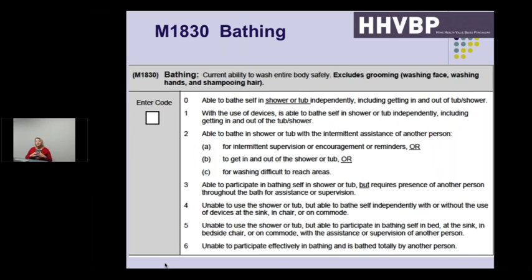Number 3 is the ability to participate in bathing themselves in the shower or tub, but they require another person at all times. Number 4 is unable to use the shower or tub, but able to bathe themselves independently with or without the use of devices at the sink, in the chair, or on the commode.